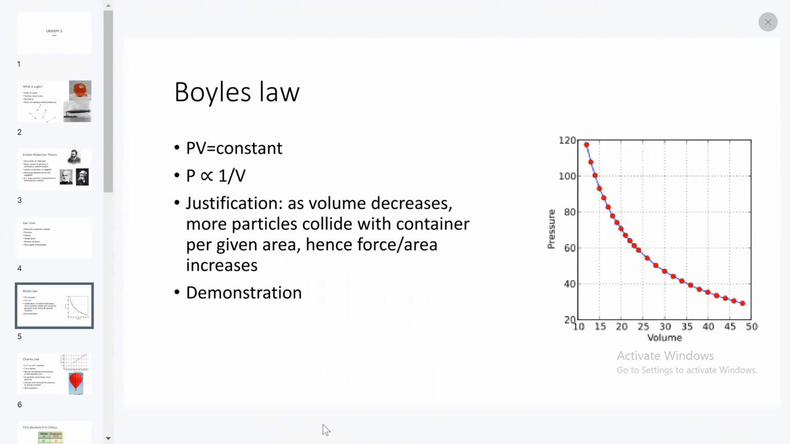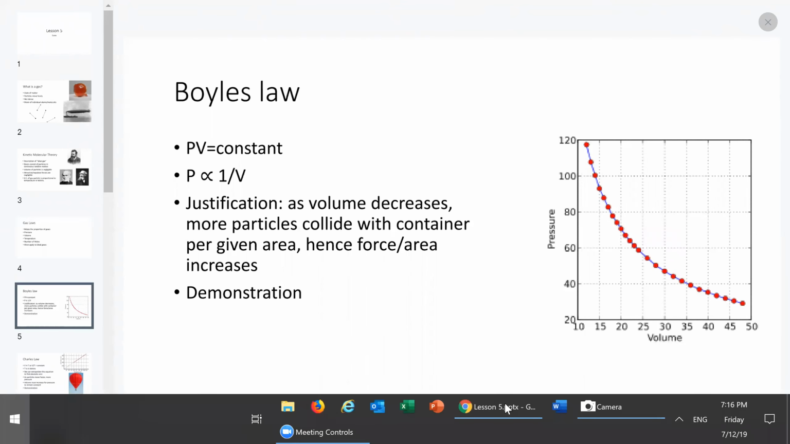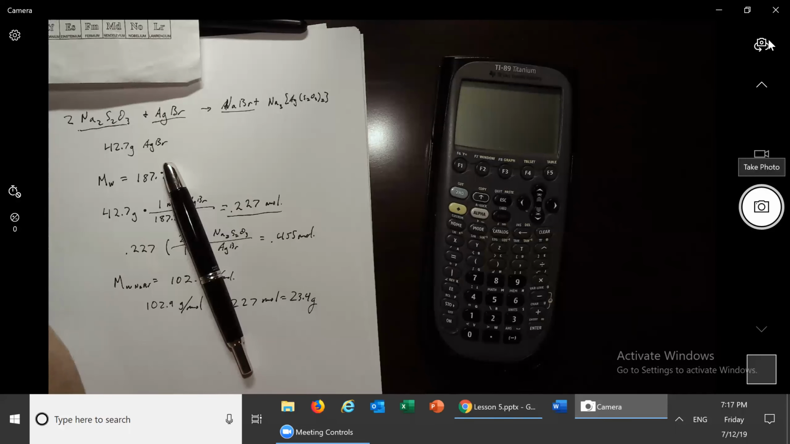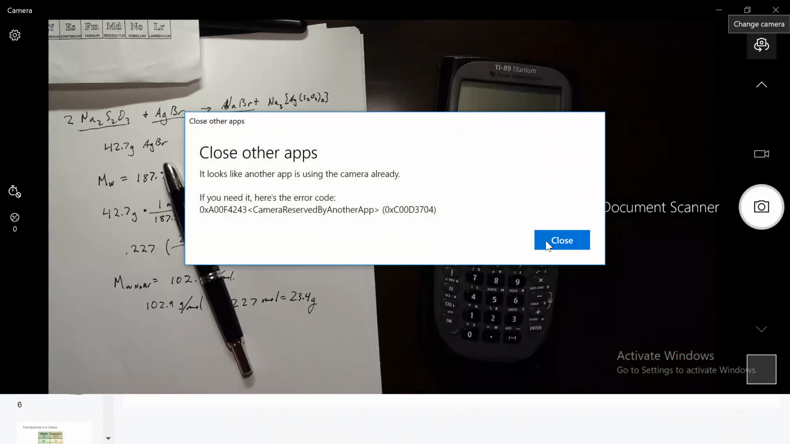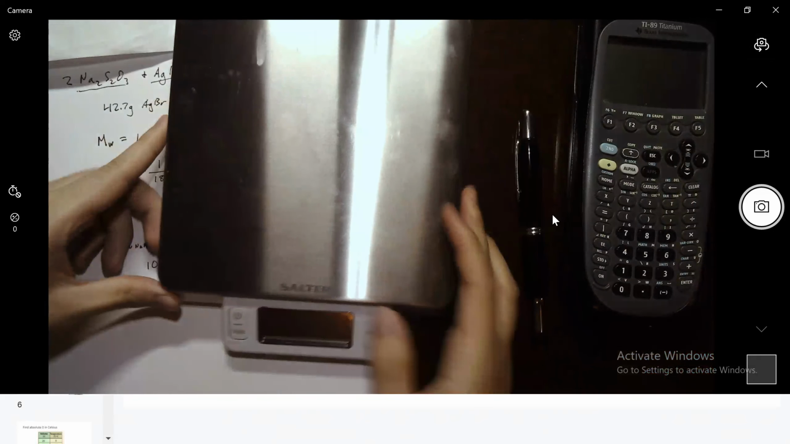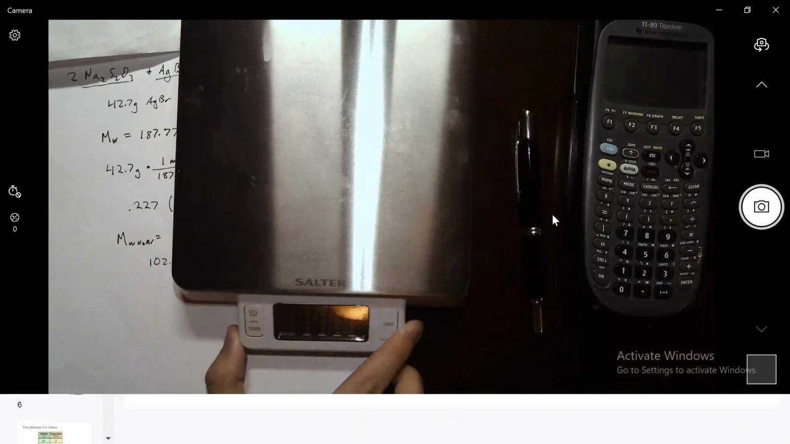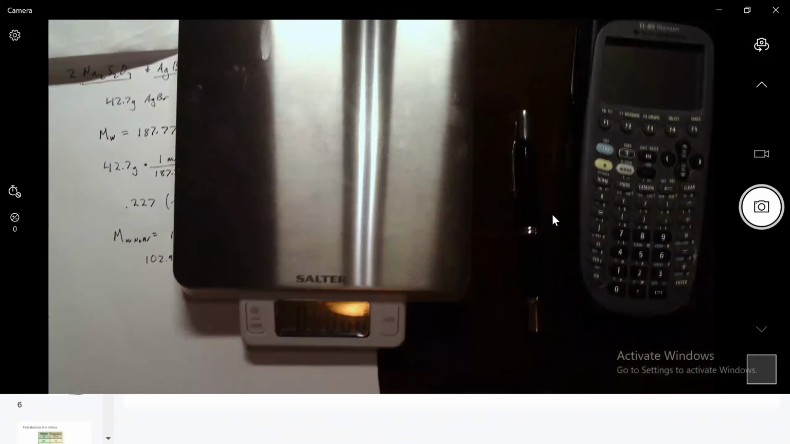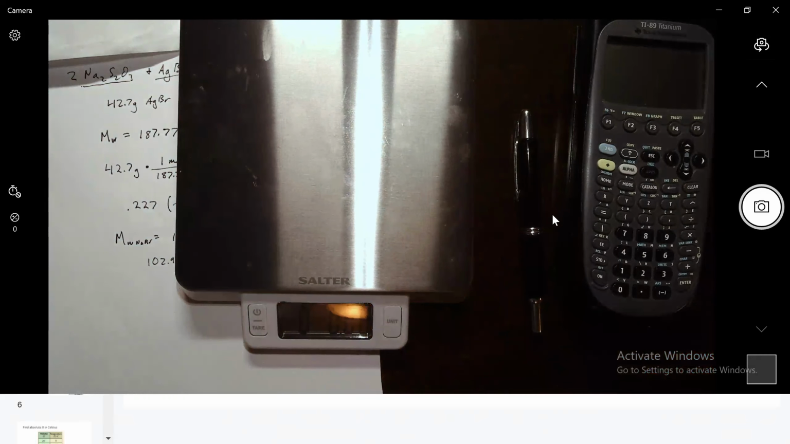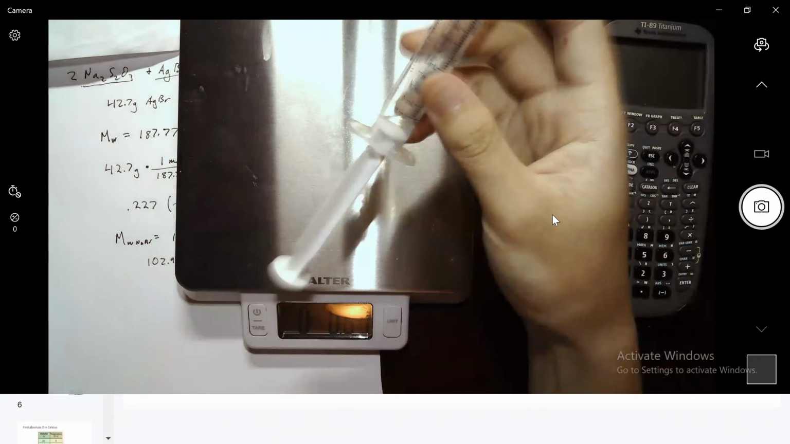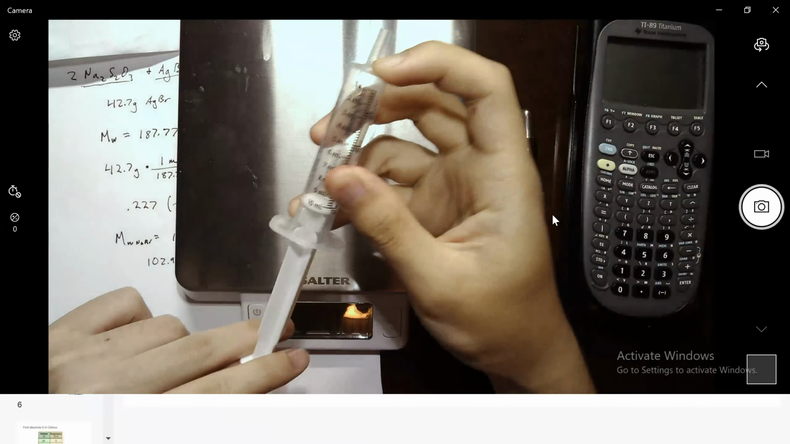So I think we could demonstrate this. So let me pull up the camera. Okay, that's not the best camera. Okay, so what I have here is a scale, a kitchen scale. So I'll turn it on. Okay. So I also have a syringe here. So a syringe filled with air.